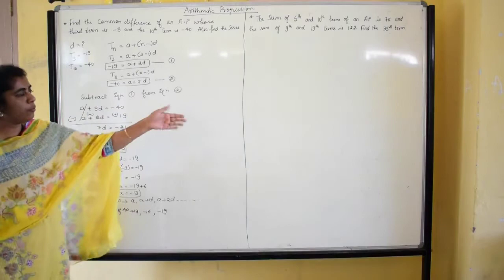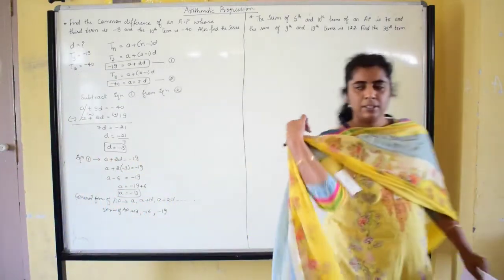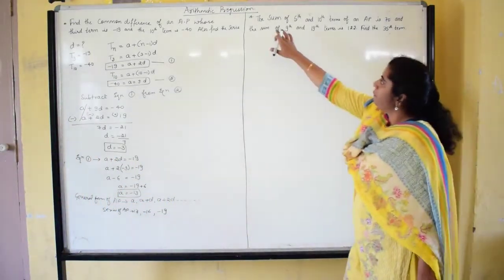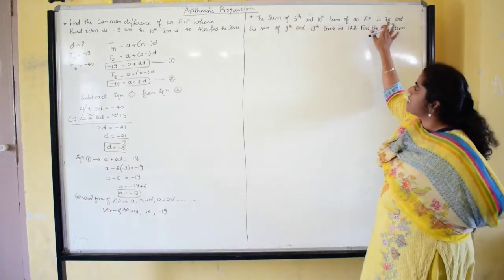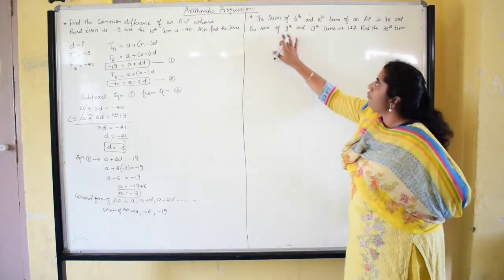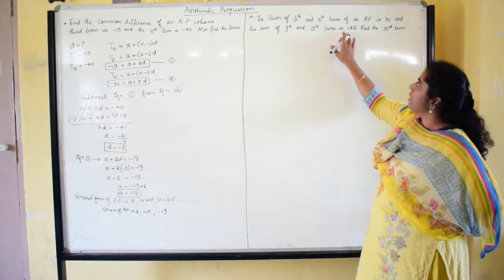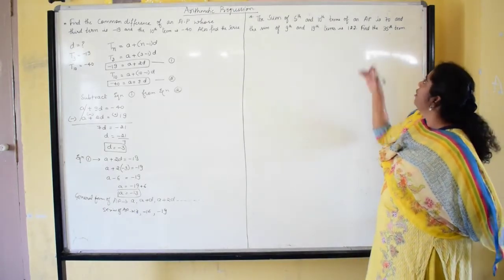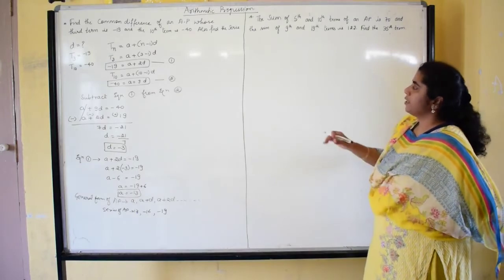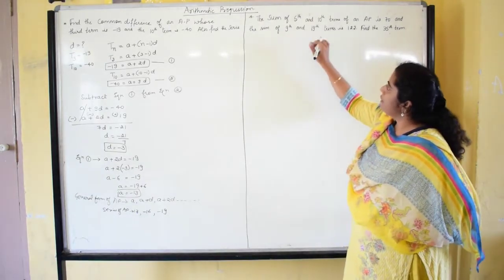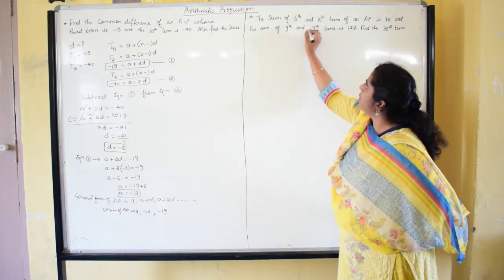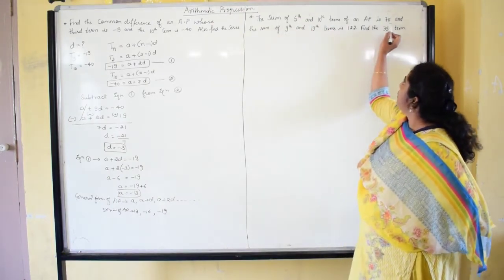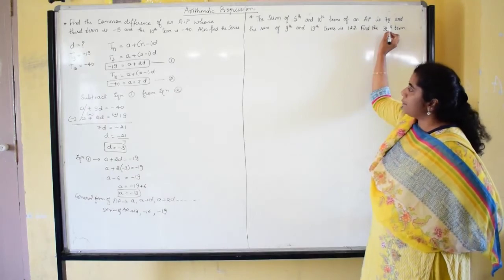So next we move on to the second question. Here the sum of the 5th and 10th terms of an AP is 70 and the sum of the 9th and 19th terms is 122. Find the 35th term. So what is given in the problem? If you add the 5th term and the 10th term, the answer is 70.